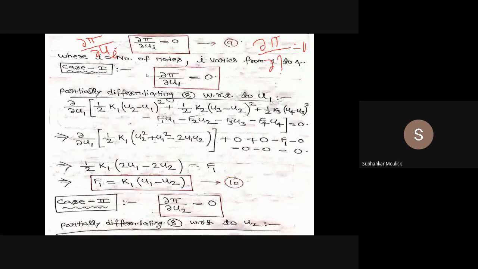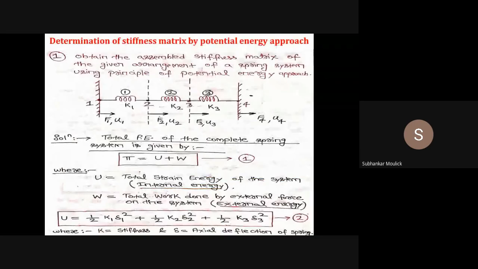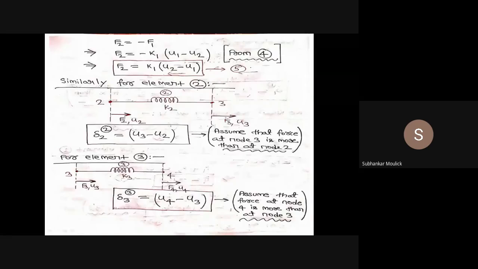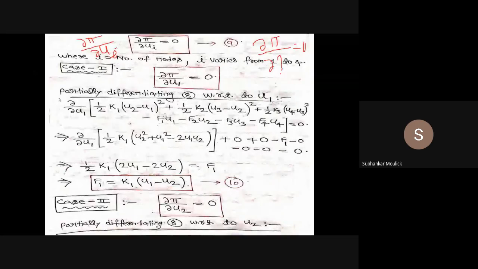and then equate it to 0. Since we have a total of 4 nodes, node 1, node 2, node 3, node 4, there will be 4 cases. First case, del pi by del u1 equal to 0. Second case, del pi by del u2 equal to 0. Third case, del pi by del u3 equal to 0. And the fourth case, del pi by del u4 equal to 0. If you partially differentiate, you will get 4 different equations in terms of f, k and u. Then from those equations we will write the final assembled stiffness matrix.